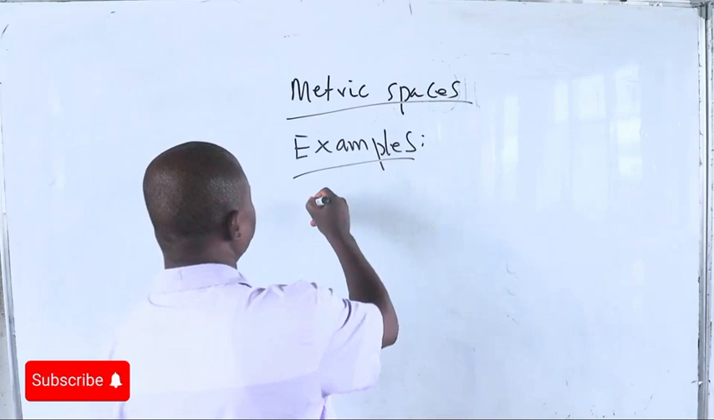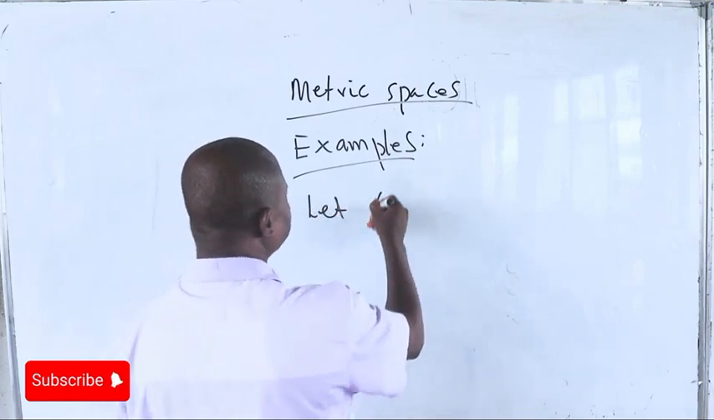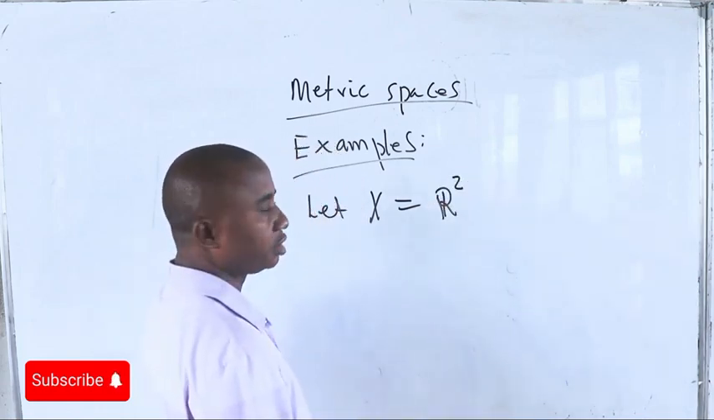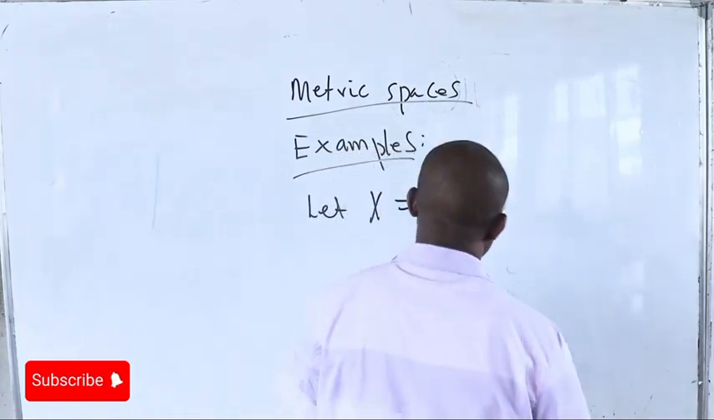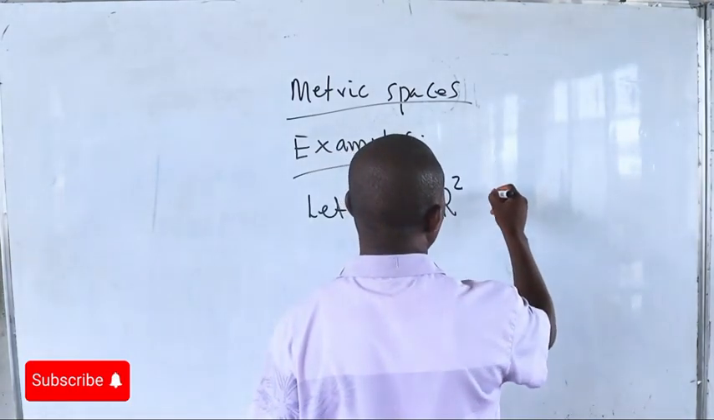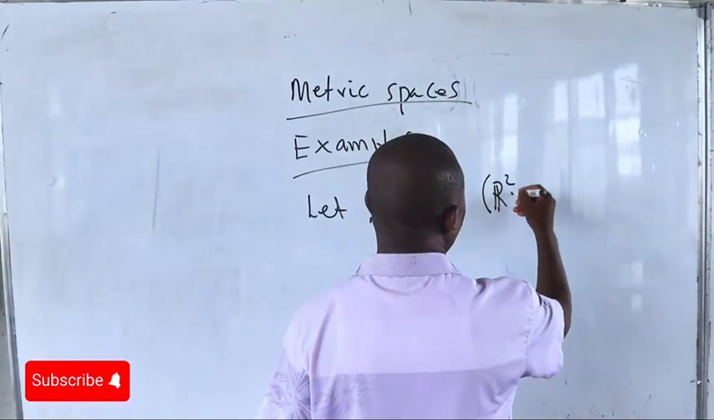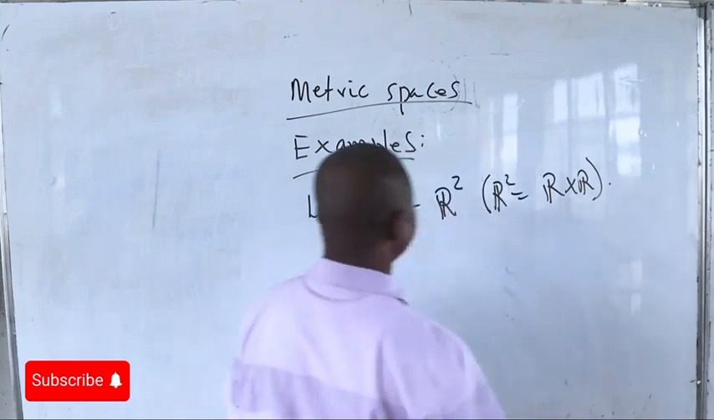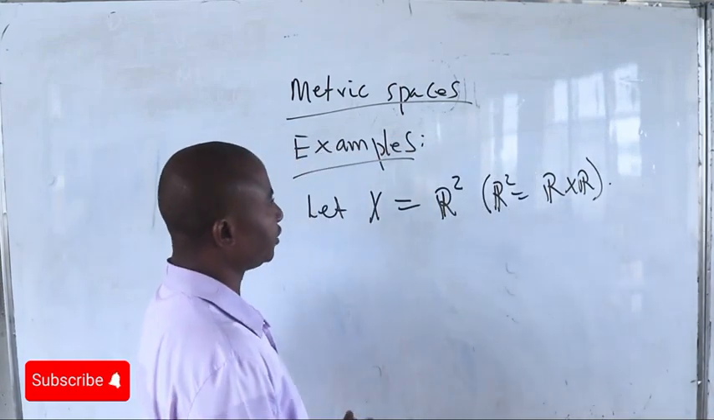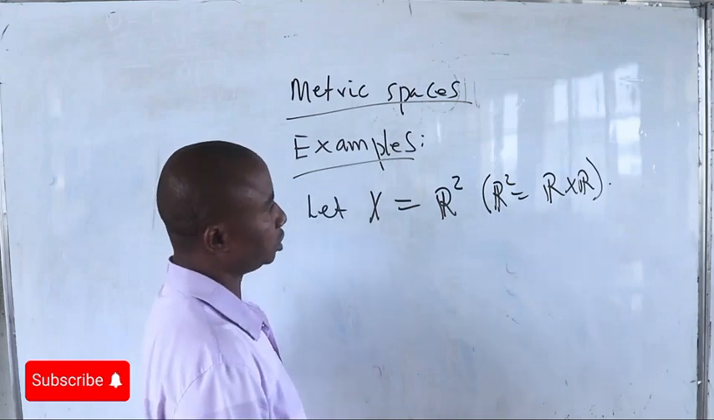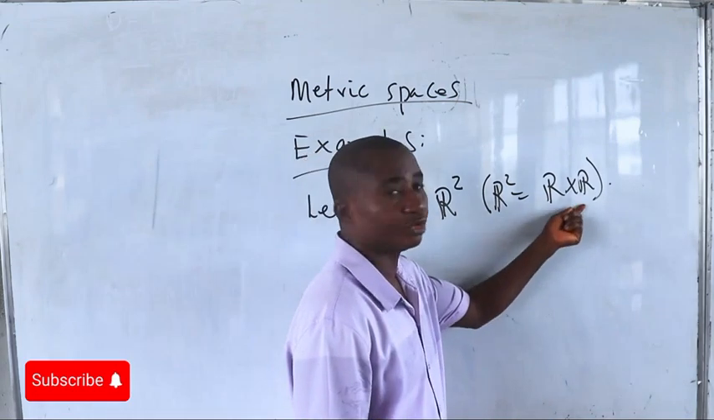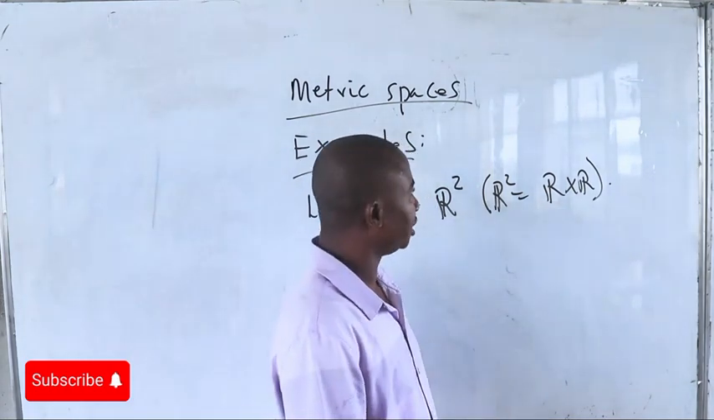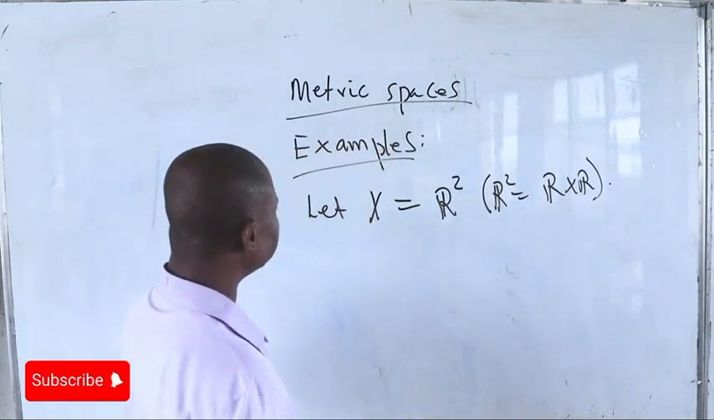So we have this. Let X be R2, the Euclidean space. By R2, we mean R cross R. I believe anyone watching this video is not going to have a challenge with this because I've taken time to explain what we mean by Cartesian product of a set with itself.